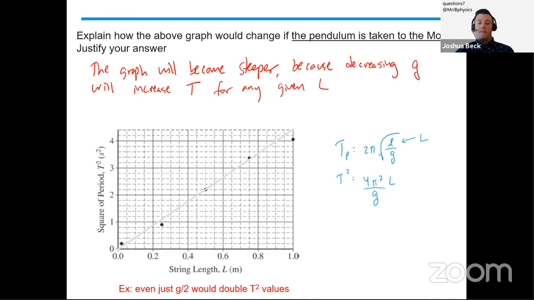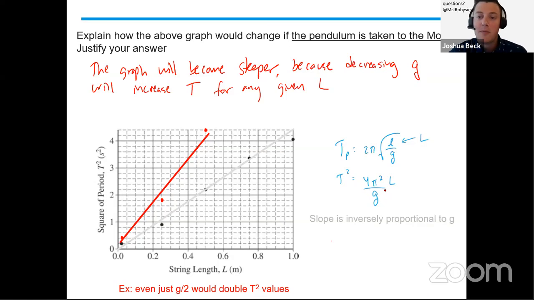I'll give you an example. Even if we just cut g in half, so even if it was g over 2, and going from Earth to the moon is a bigger change than that. But even if we were to just cut g in half, that would double all these t squared values. So that one would be there, that one would be there, that one would be way up there, and we'd end up with a line that looked more like this. We definitely have a steeper line.